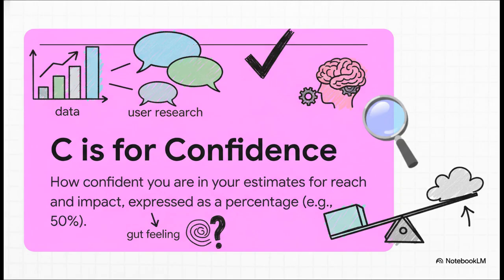How sure are you about your numbers for reach and impact? Come on, be honest. If you have solid data from user research, maybe your confidence is at 100%. But if it's more of a hunch, a gut feeling, maybe it's only 50%. This is so important because it helps cool down all that baseless enthusiasm with a healthy dose of realism.